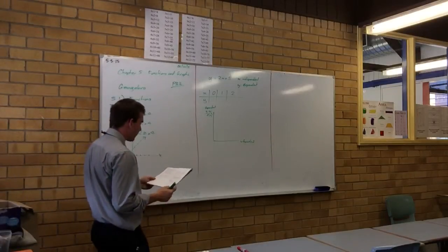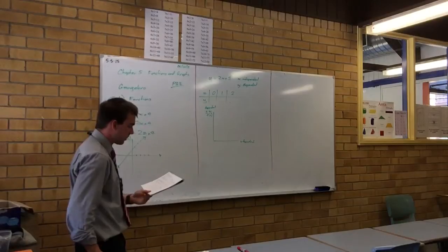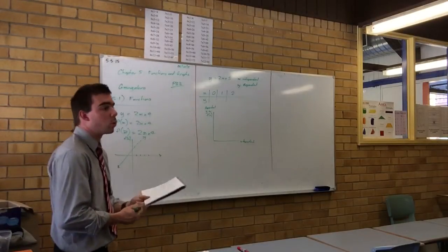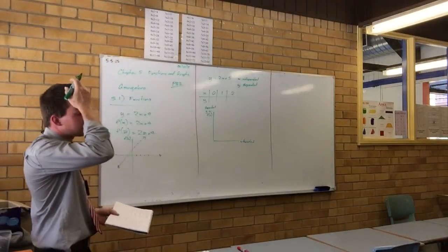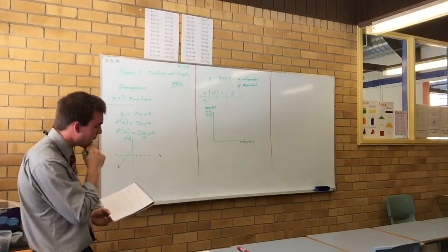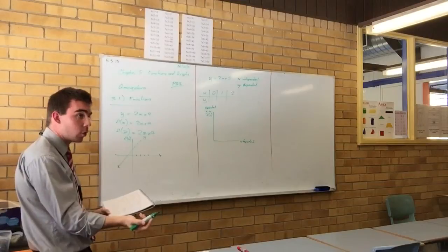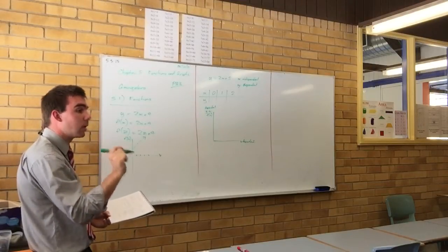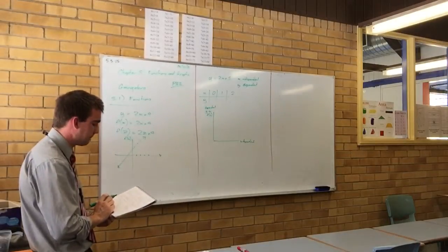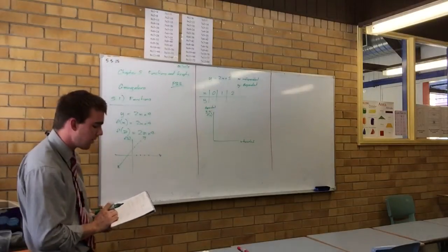Alright, next section, vertical line test. Okay, so this is in relation to whether we have what's called a function or we don't have a function. At the very start I said a function in graphical form means for every single x value there's only one y value.